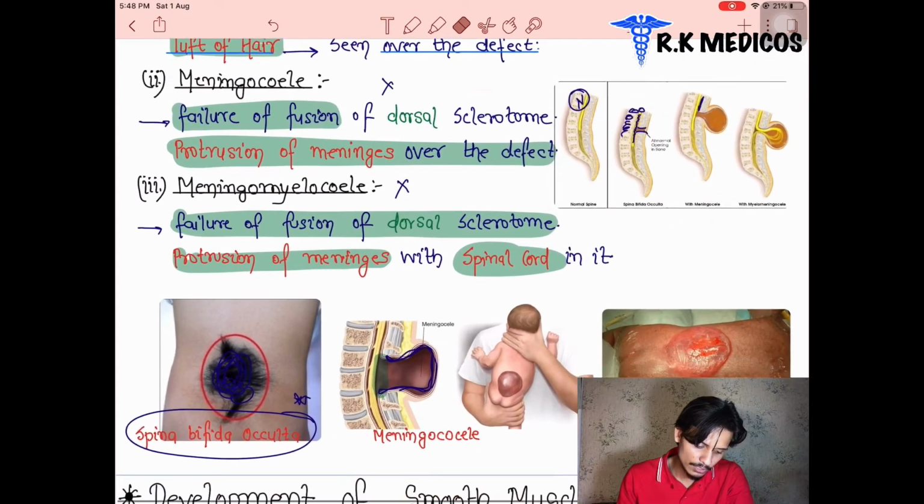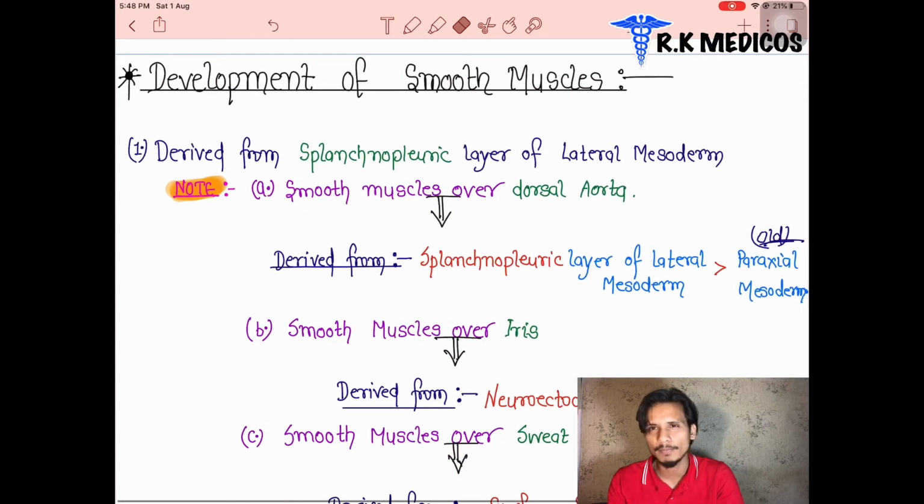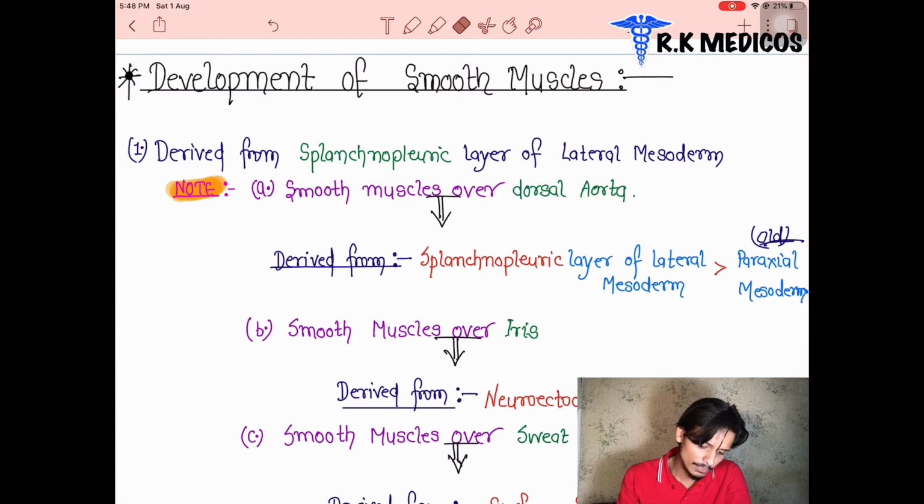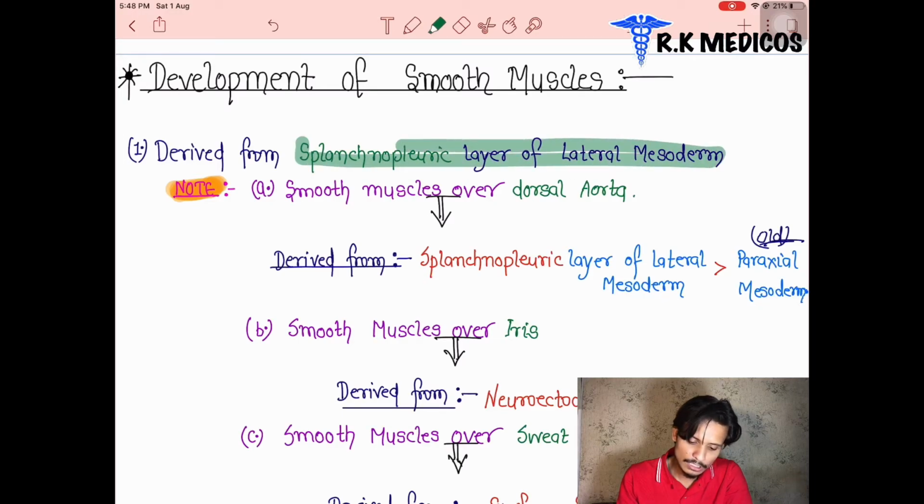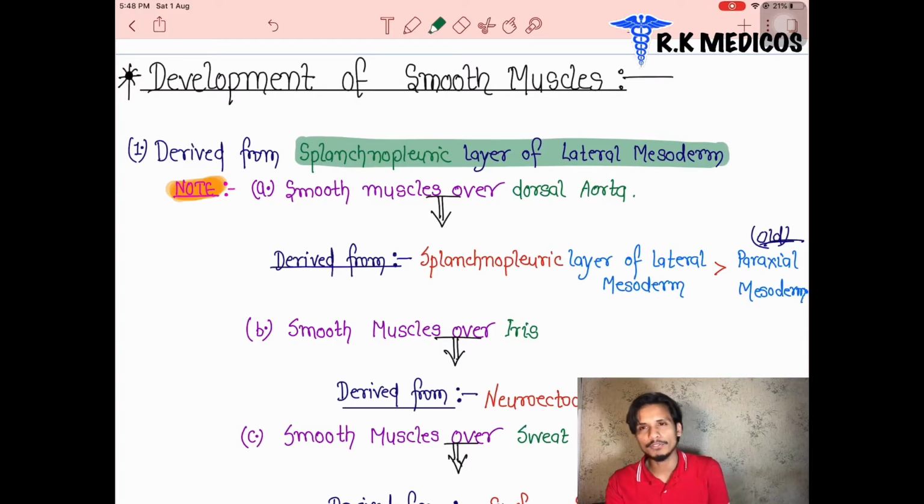Now we are moving towards the development of smooth muscles. There are some exceptions here. There is mainly the development of smooth muscles in different parts. All smooth muscles are derived from the splanchnopleuric layer of the lateral mesoderm. But somewhere in our body, in some special regions, they are not derived from the splanchnic layer of the lateral mesoderm. They are derived from different germ layers.